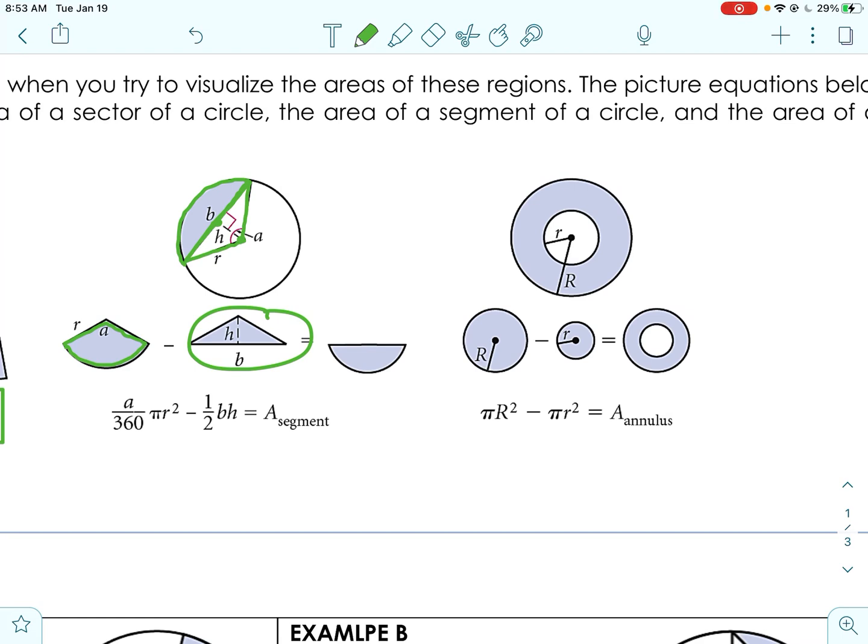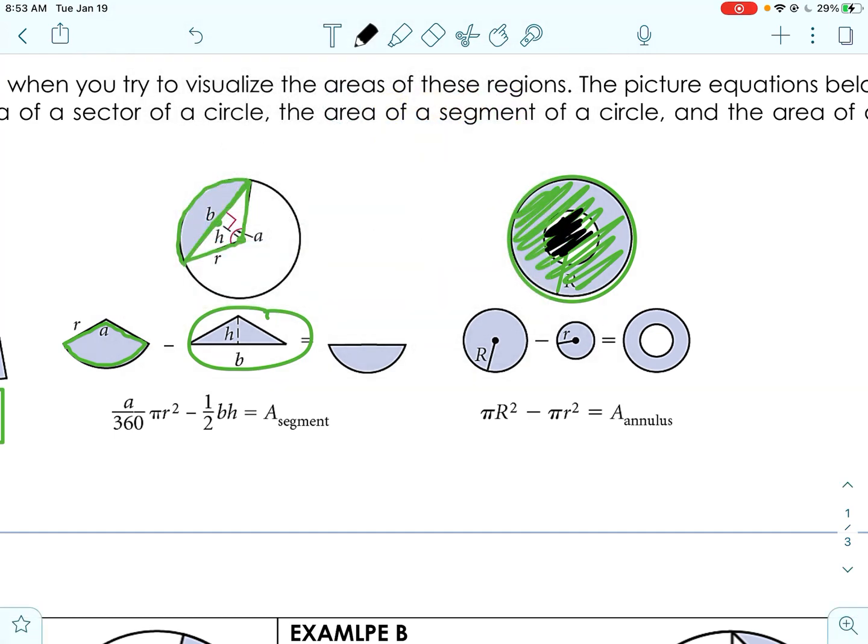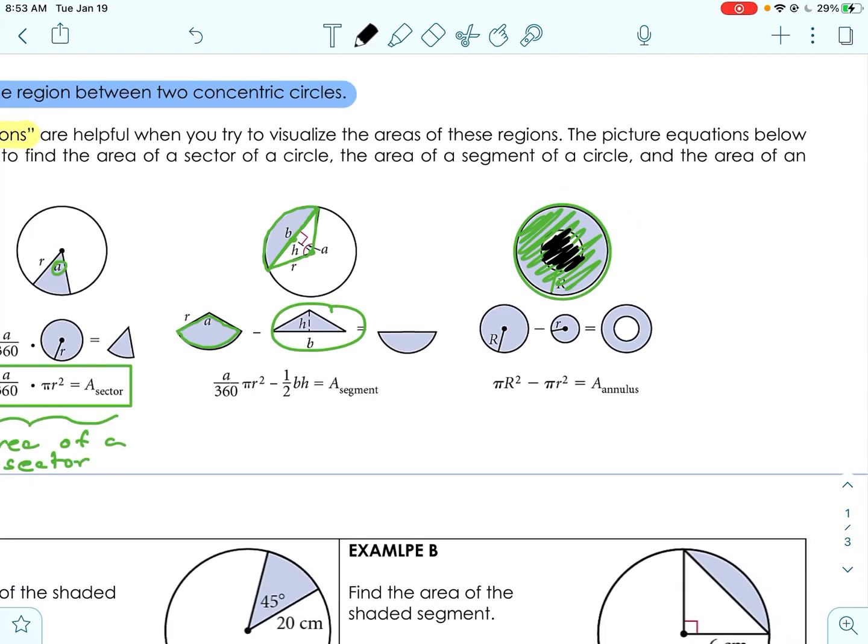So if you look at this, what it is saying is you have two radii to consider. You have the radii of the big circle, and then you have the radii of the small circle. And what it's saying is if you take the large circle and find the area of this whole circle right here, and then if you subtract out this area right here, that would give you your remaining area. So it says find the area of the big circle, subtract the area of the little circle, that gives you the area of your annulus.